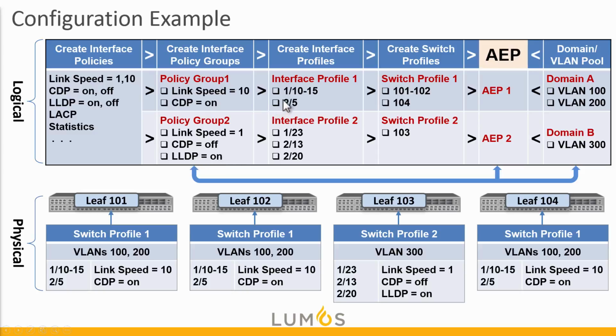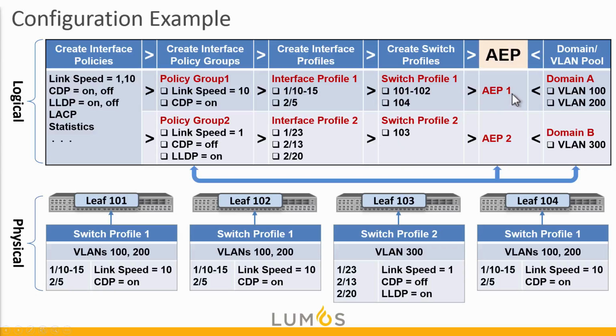Then we've gone ahead and attached or created an interface profile with an interface selector. So 1/10 through 15, as well as interface selector 2/5, assuming we have a modular switch. And then we have another interface profile with 3 very specific interfaces, 1/23, 2/13, and 2/20. Then we have 2 switch profiles, switch profile 1, which designates leaf 101, 102, and 104, but not 103. Switch profile 2, which only has 103.